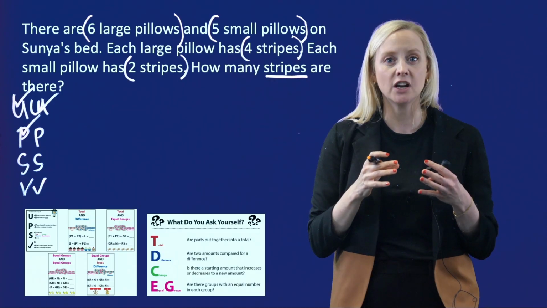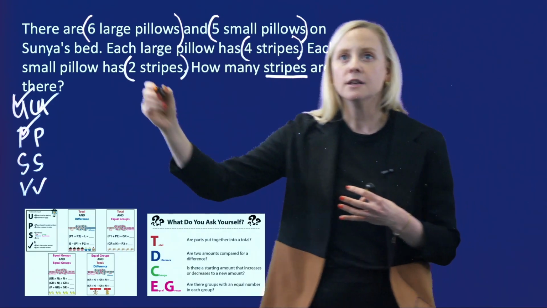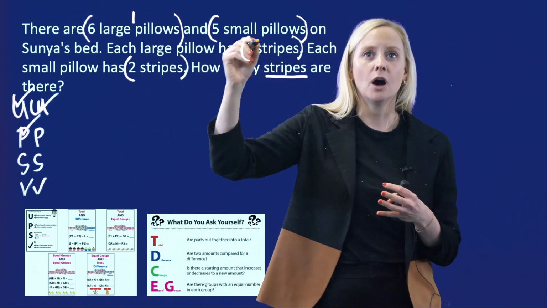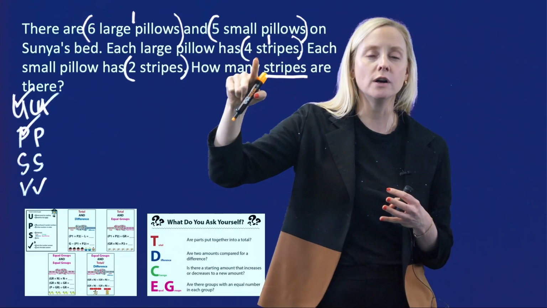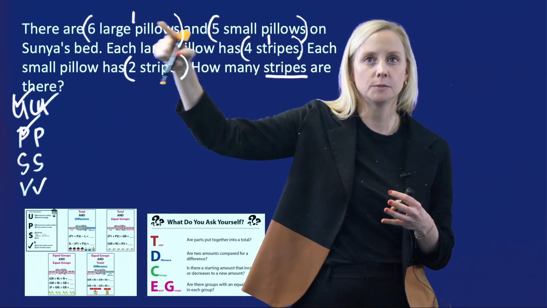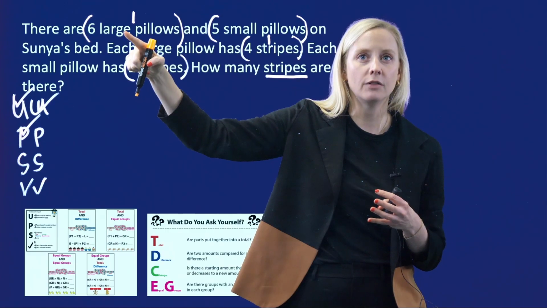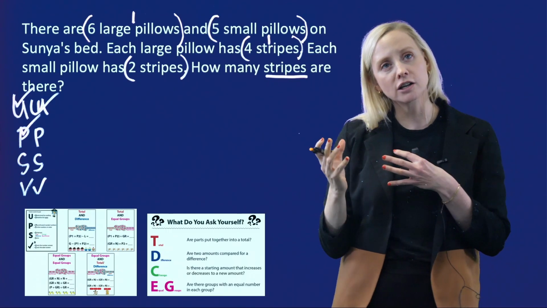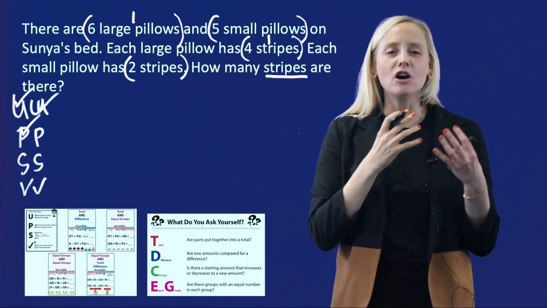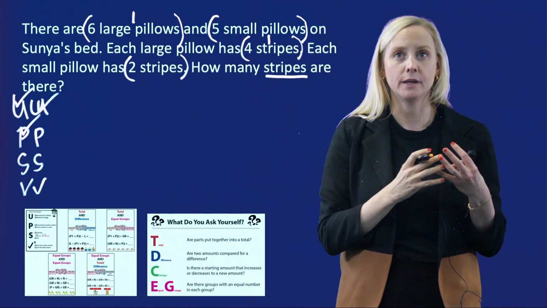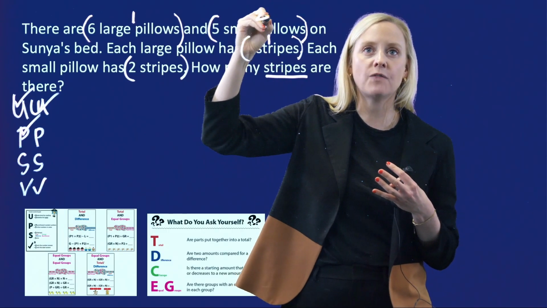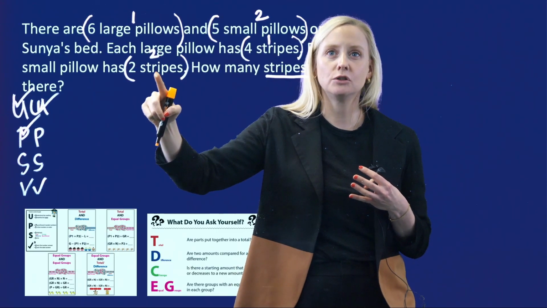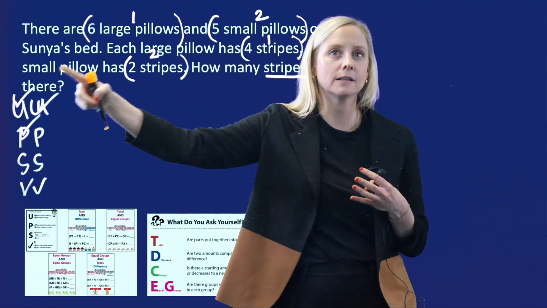So the first thing I need to figure out is the stripes on the large pillows. So I'm going to put a 1 above the large pillows, and then I'm also going to put a 1 above 4 stripes, because this 4 stripes goes with the 6 large pillows, because the stripes here is talking about the large pillows since it says large pillows here. After I figure out the stripes on the large pillows, I also need to figure out the number of stripes on the small pillows. So I'm going to put a 2 here because 5 is talking about small pillows. And here I'm going to put a 2 above this 2 stripes because this is talking about small pillows as well.